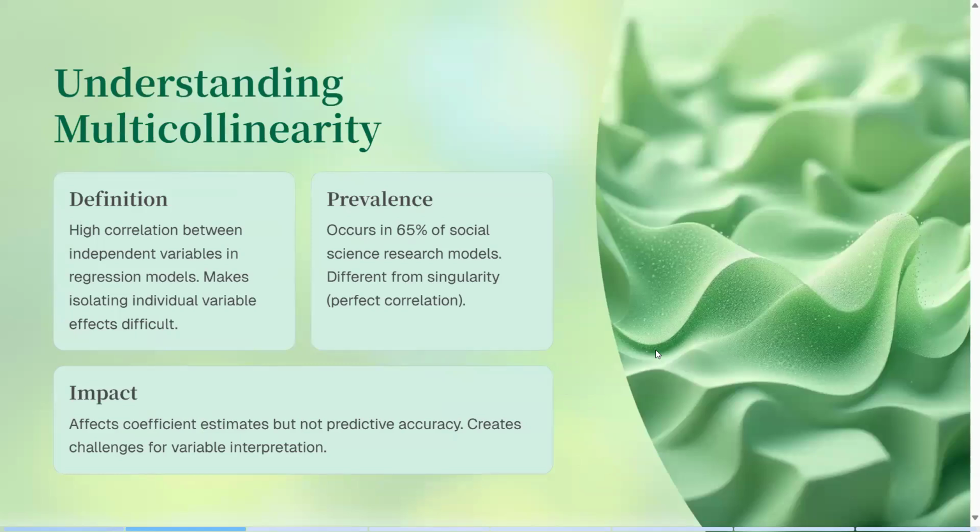So imagine you're trying to understand how height and shoe size predict someone's waist. But guess what? Height and shoe size are already closely related. The overlap between your inputs, that's multicollinearity. It happens when your independent variables are basically telling the same story.